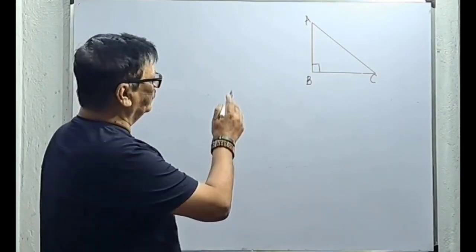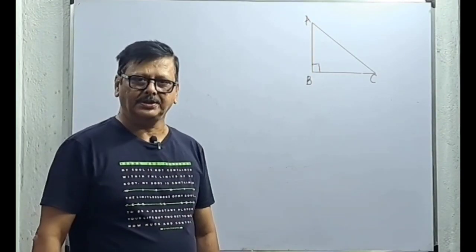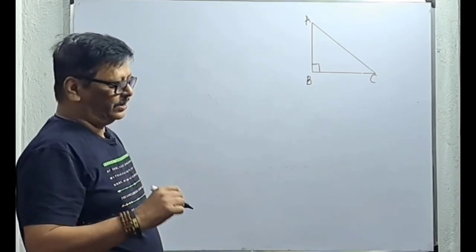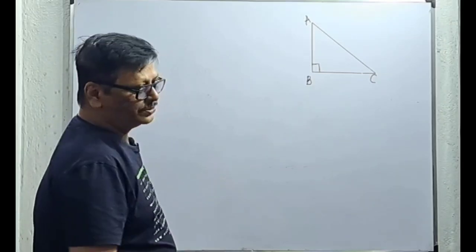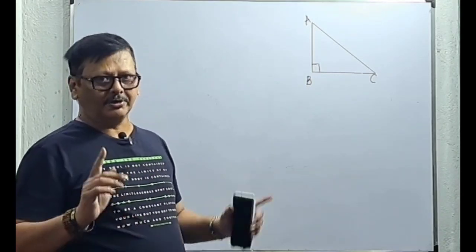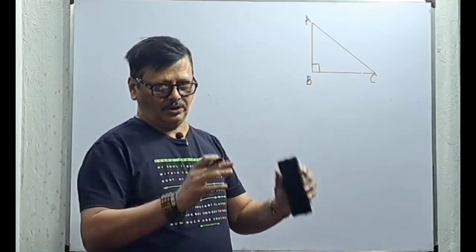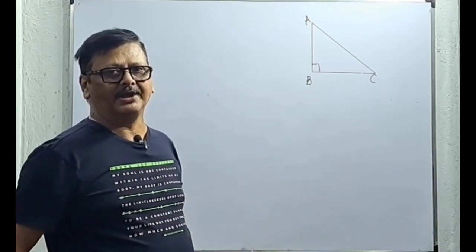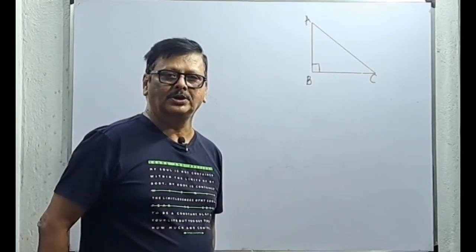So here we got a right angle triangle ABC. Now as I said, the side opposite to the right angle is called the hypotenuse. We'll call that H, to make things short, because writing hypotenuse every time takes time and would bore you also.